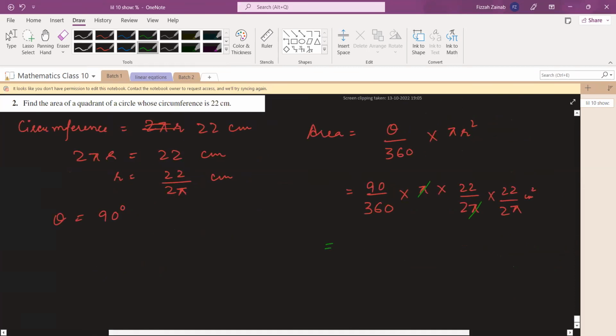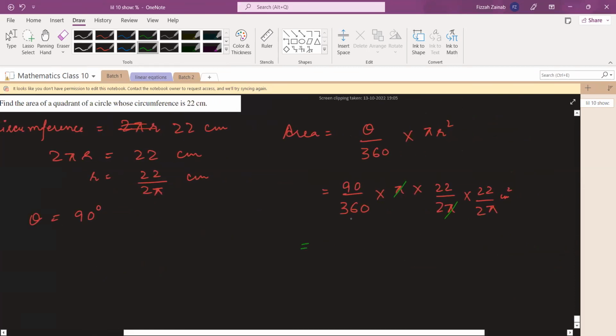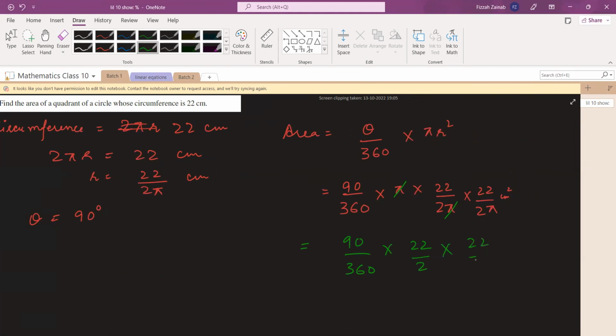So let me just cut in the next step. Here I'm directly putting the values only. So 90 by 360. Now I have left 22 by 2 into 22 by 2. And then 1 pi is here, right? So you can write 22 divided by 7 because it's in the denominator, right? Okay. Now just simplify.